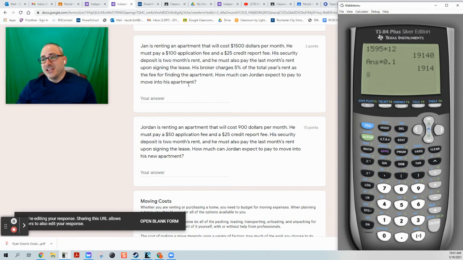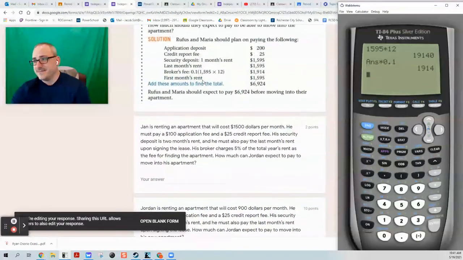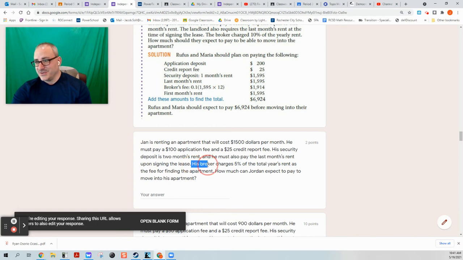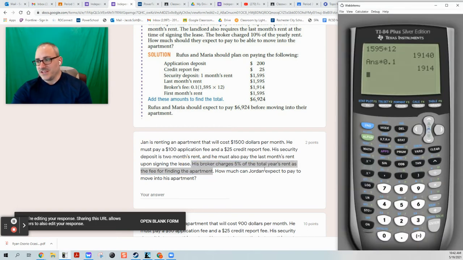All right, great. This is actually a pretty straightforward problem. You've unpaused me now, and I'm going to talk about this. The hardest thing is actually the broker fee, because it's a two-stepper just to find out that broker fee, so I'm going to do that first. The broker charges 5% of the total year's rent as a fee for finding the apartment. Well, what's the total year's rent? I don't know yet. Let me find out.